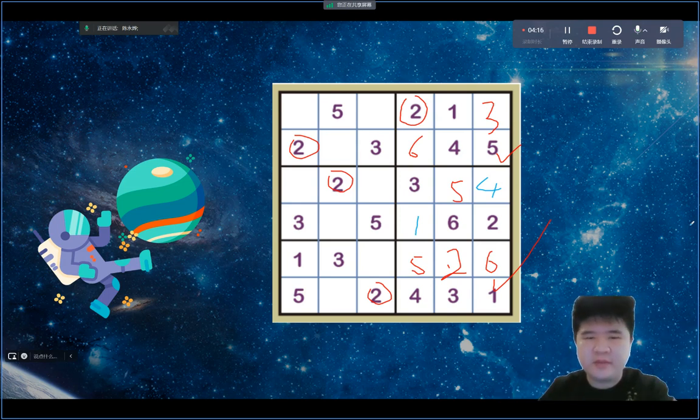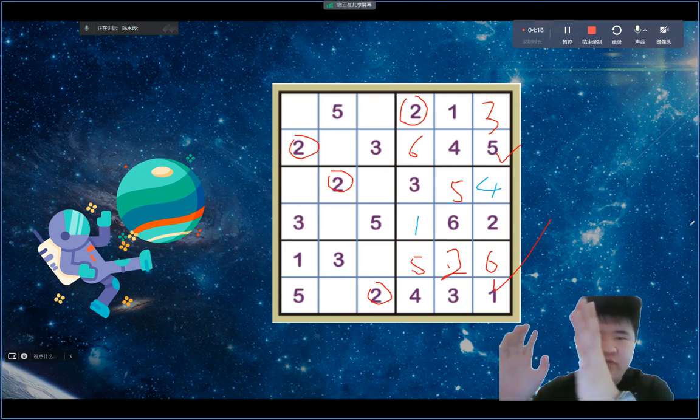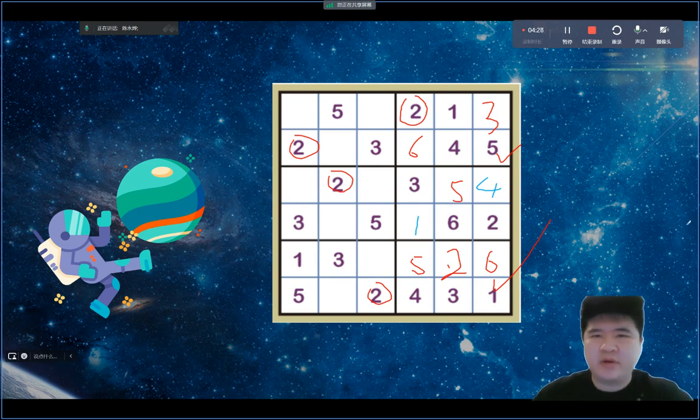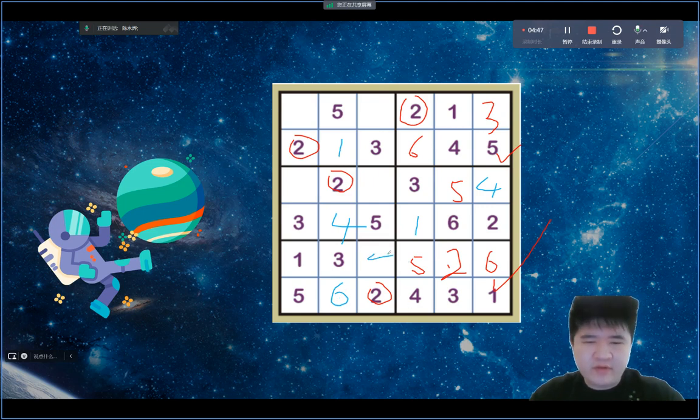So now we still check for each part. We find out the second row, the fourth row, and the sixth row only have one empty square left. So for the second one, this will be a 1 here, this will be a 4, and this will be a 6. Then for the block in the bottom left corner, we only have a 4 left here, so this is 4, this is 4.